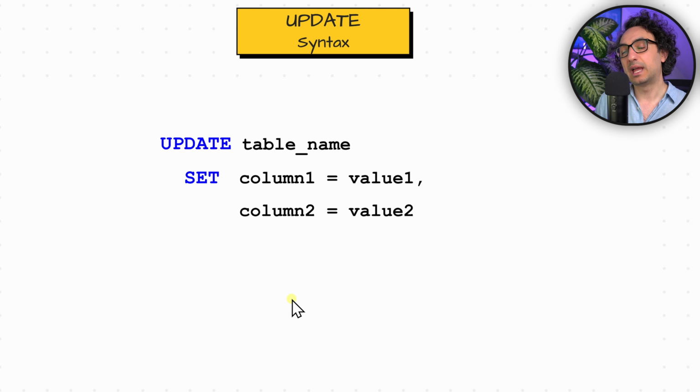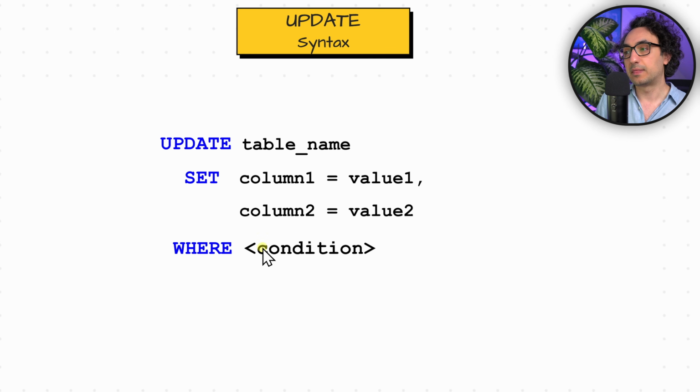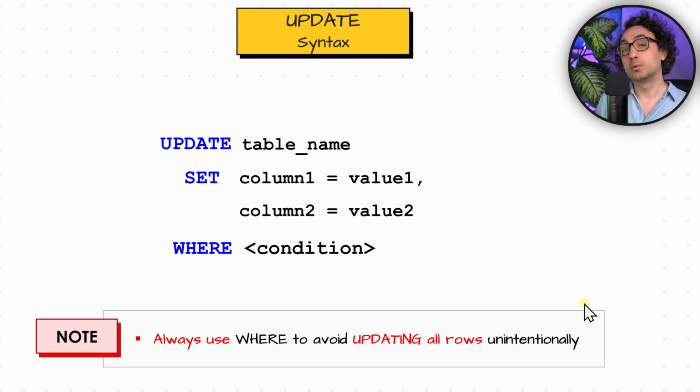Now, after that, we have to specify as well a WHERE condition. So it's like the queries, you say WHERE, and then you write a condition. And if you don't use the WHERE clause, what's going to happen? You will end up updating all the rows inside your table. So that's why we always need the WHERE clause. Alright, so that's all about the syntax. Let's go back to SQL in order to update our data.